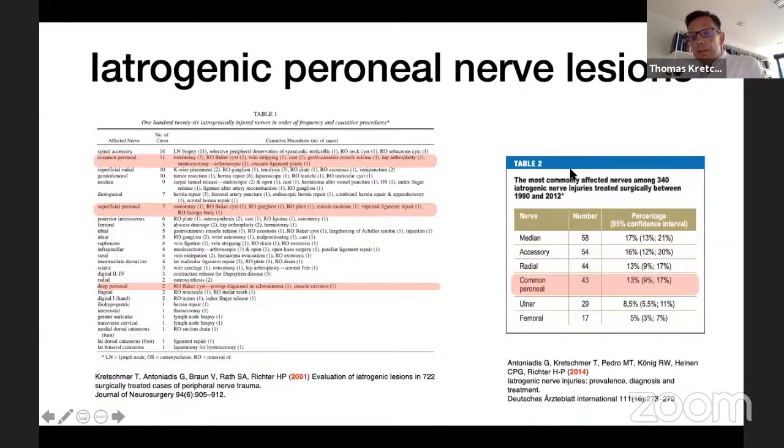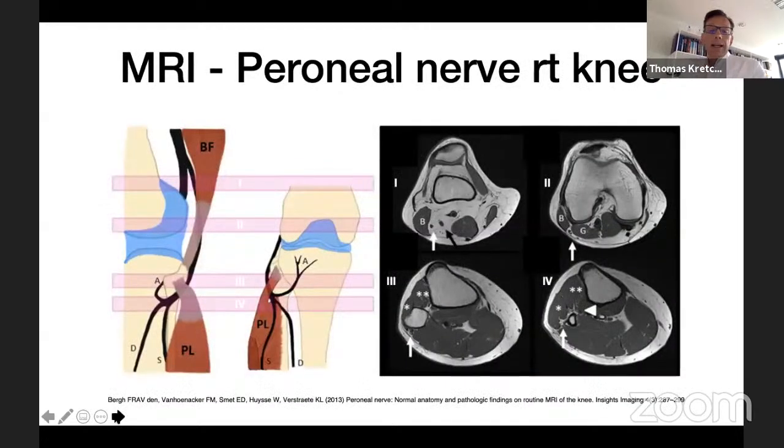If you look at the newer paper from Gregor Antoniadis, you will find the common peroneal on place number 4, which makes up place number 1 for the lower extremity. So the next question would be, okay, you have an iatrogenic lesion, how do you treat it? You treat it as any other nerve lesion.